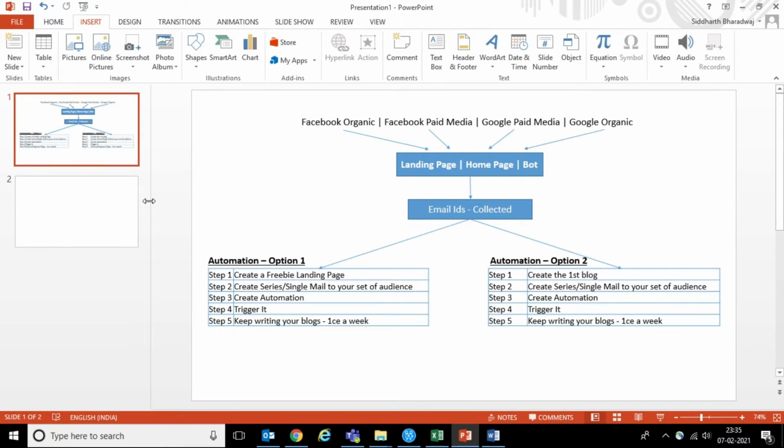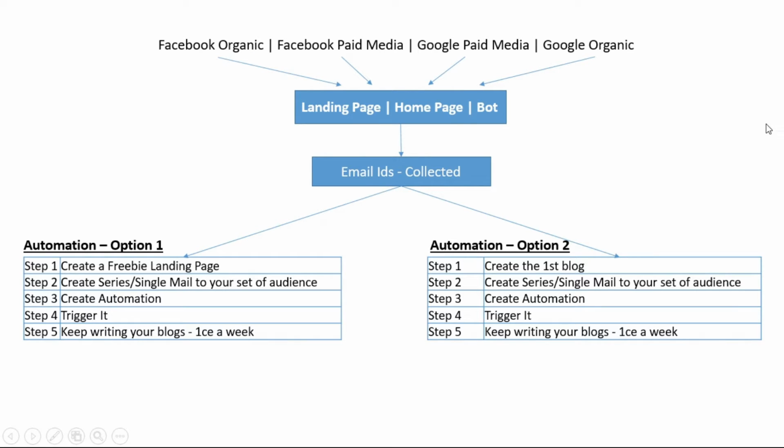Before we get inside email automation, we have to understand a few basic things: why email automation is required, and how it can be more engaging with the consumer as you move forward. Here in front of you, you can see a slide where I have written the spaces from where I am trying to collect leads for my website. I'm collecting from Facebook organic, Facebook paid media, Google paid media, and Google organic. Every element that I am targeting lands either on my landing page, my home page, or the bot on my home page. These are the only three things on which it can land.